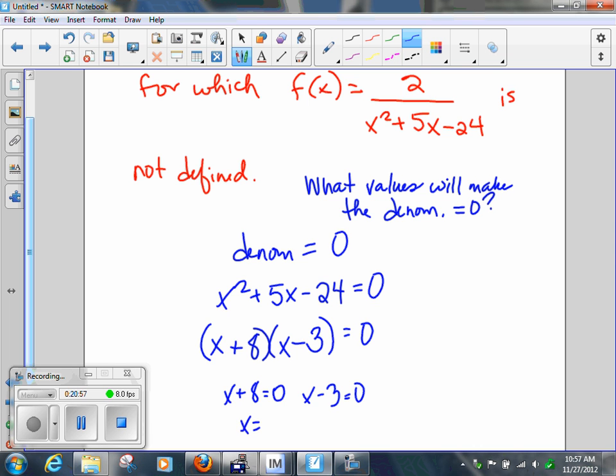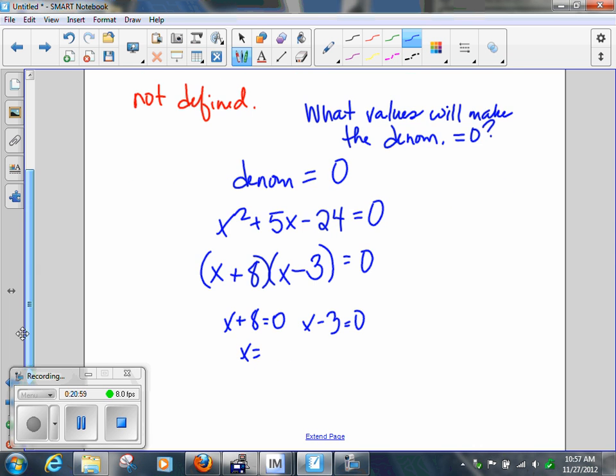But x is going to equal what 2 values? -8 and +3, correct? So what does that mean? What are the 2 values that will make this function undefined?